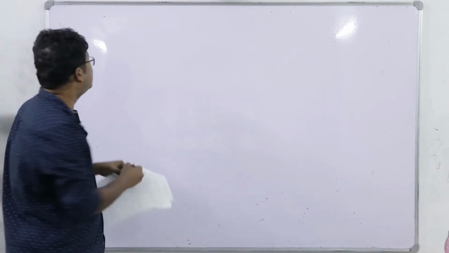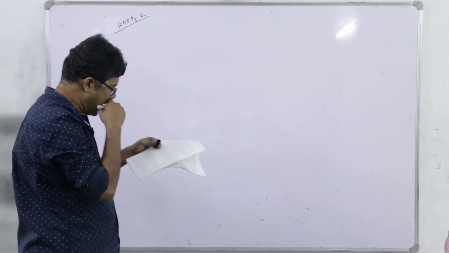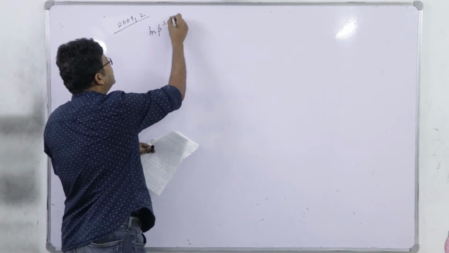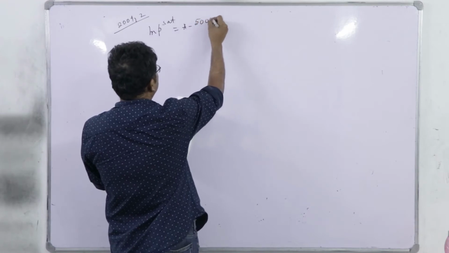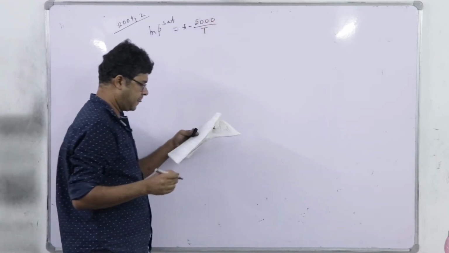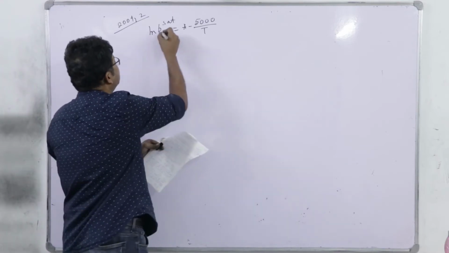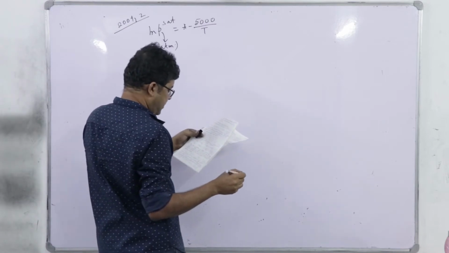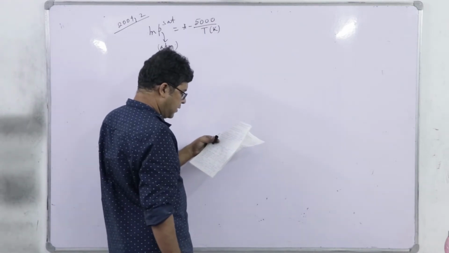So it's a 2004, 2 marks problem. The vapor pressure of water is given by ln Psat equal to A minus 5000 divided by T, where A is a constant, Psat is the vapor pressure in atmosphere, and T is in Kelvin, right. A value is not given.